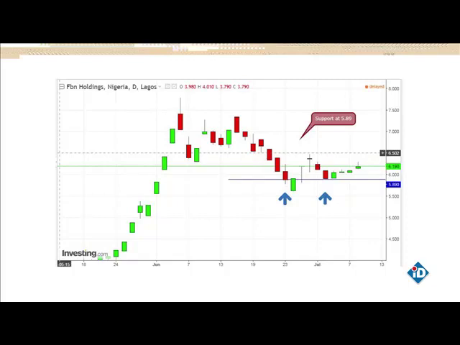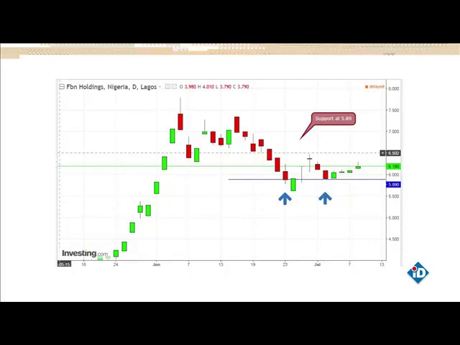And I showed you the next time price broke through it. It came back. And then again it's buying. So we've got another resistance here on LBNH. If it breaks, if it takes this out, the next level is here, 7 naira.